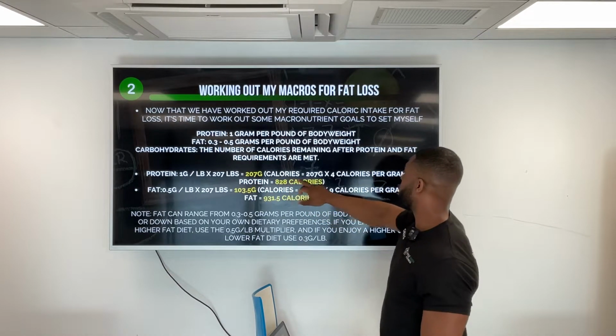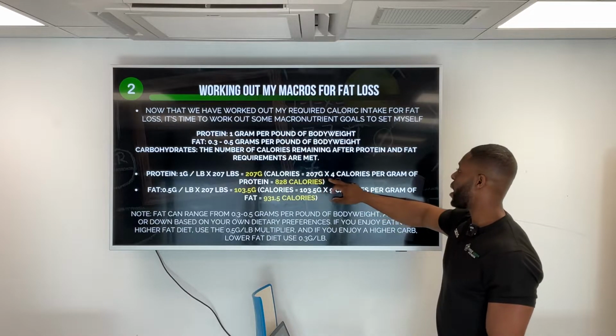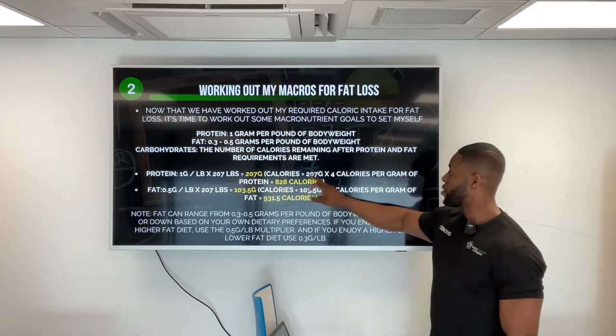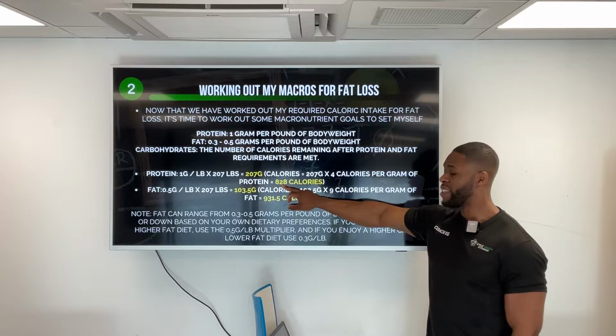And with calories, use 207 grams times by, remember this number, there's 4 calories per gram in protein. So times them together, that equates to 828 calories.